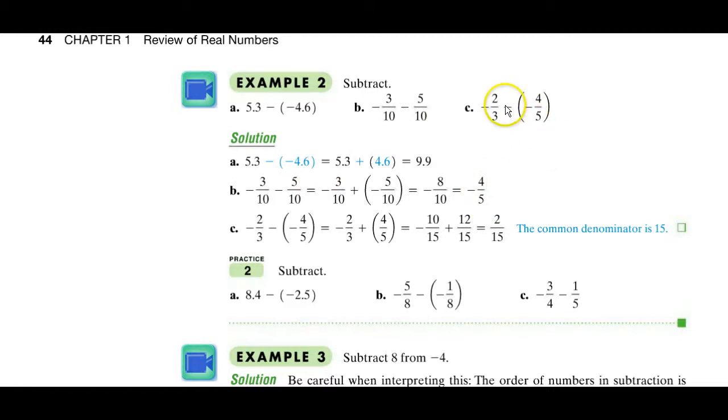Here I'll do letter C for you. You want to find out what's your common denominator, and we can change these signs too while we're thinking about it. It's going to be 15. 3 times what? 3 times 5. So this becomes a negative 10. And then 5 times 3, 4 times 3. So we end up with 2/15.